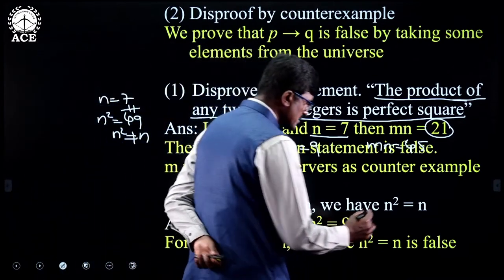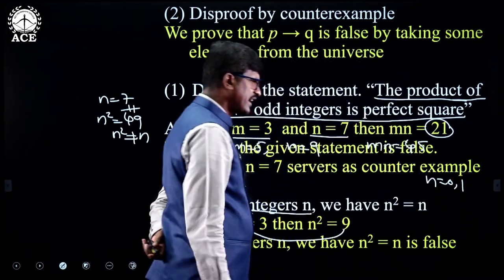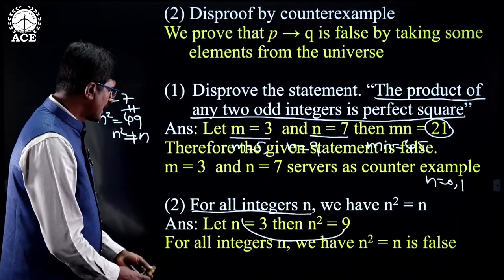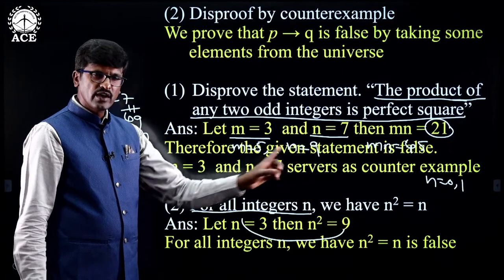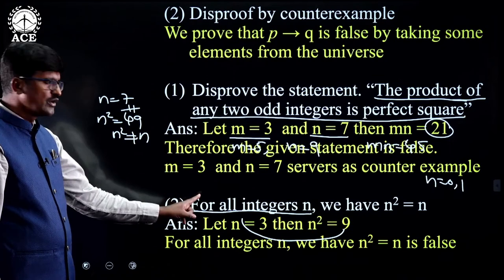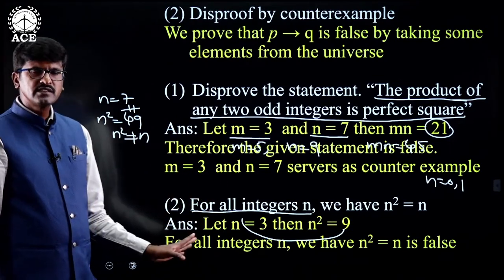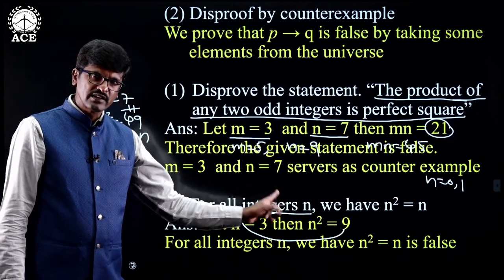What are those integers? n equal to 0 and 1. If you take n equal to 0 or 1, then n square is equal to n. So this is a universally quantified statement. This universally quantified statement is false because n equal to 3 does not satisfy that condition.